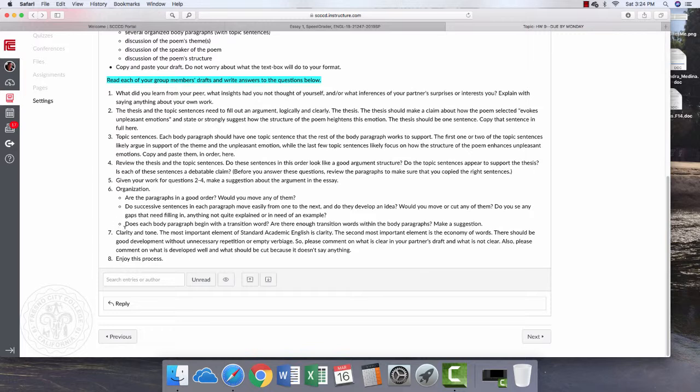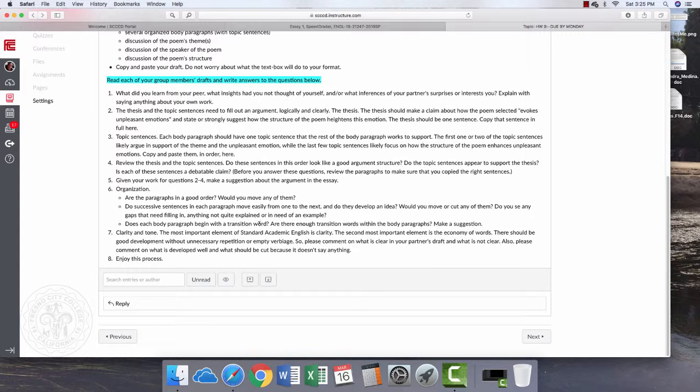But here we go. Does each body paragraph begin with a transition word? That is a place where transition words are, I think, 99.9% of the time needed. A however, a similarly, in addition, moreover, furthermore, hence. Those kinds of words hold essays together pretty well. Your reader needs a turn signal to be lit so that they know that you're turning left. And transition words do that for us.